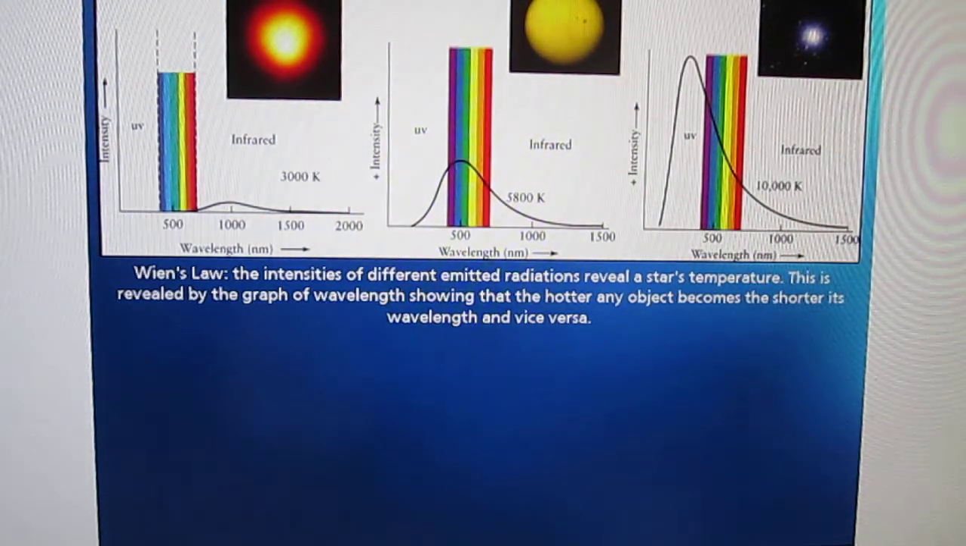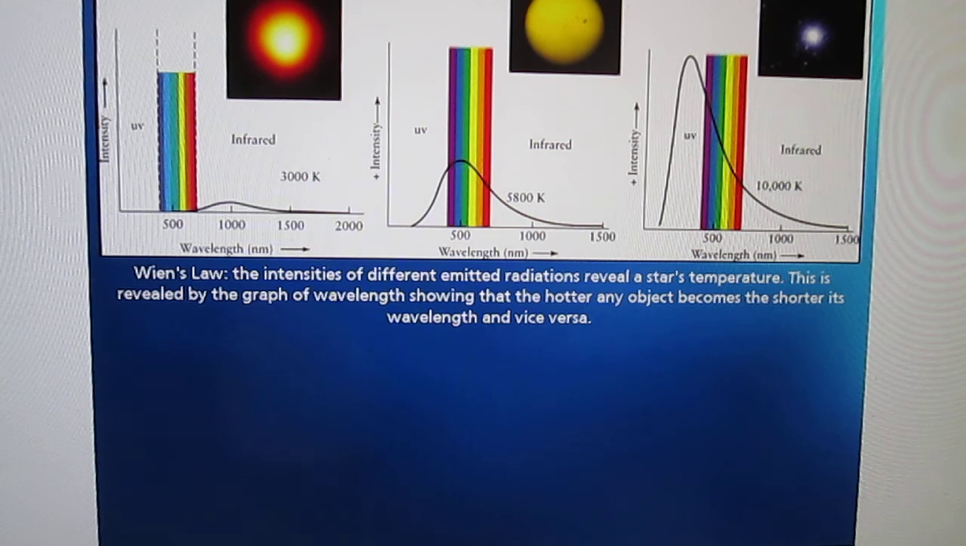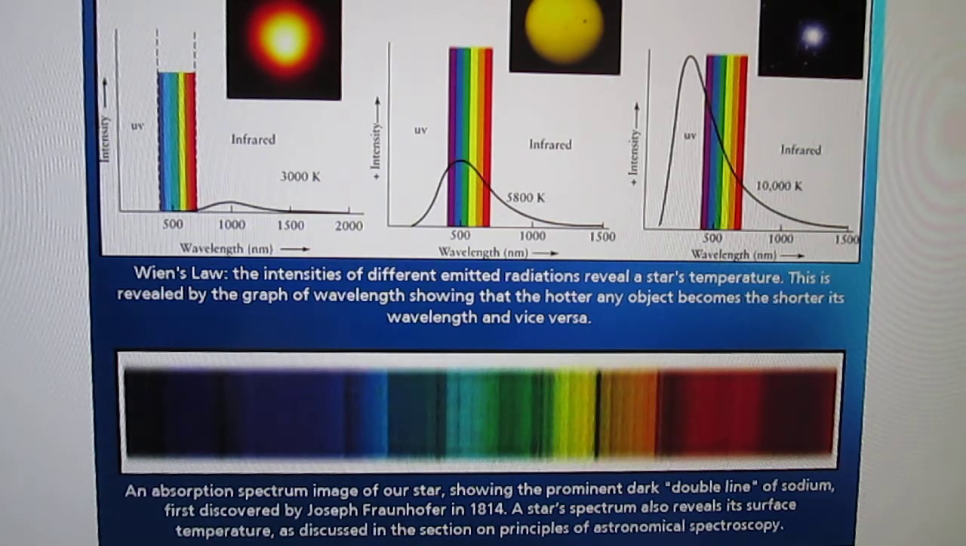Combining all of this data allowed early 20th century astrophysicists to discover the surface temperature range of stars throughout the universe. This led to the Kelvin temperature scale that astronomers use today.